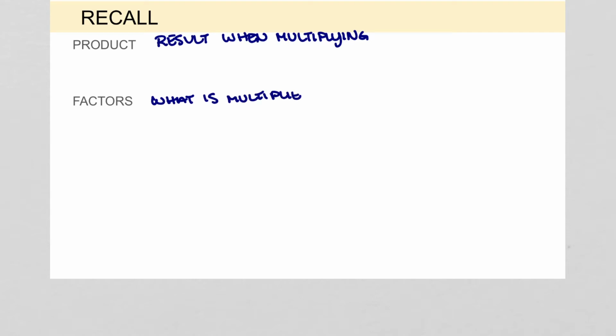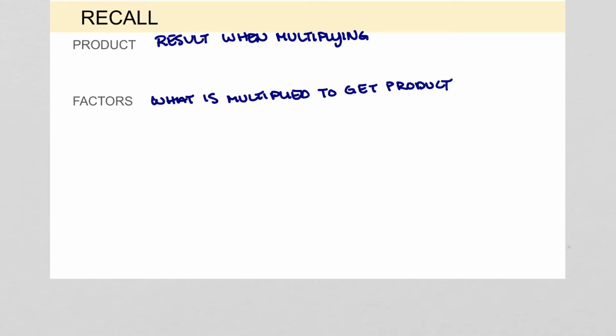All right, let's start with a quick recap to make sure that we're all using the same language. We know that a product, the product is the result when you multiply, right? So when we're multiplying numbers, the result is the product. And the factors, the factors are what is multiplied to get the result, or to get that product.